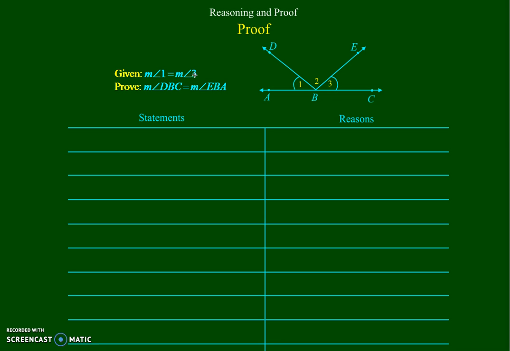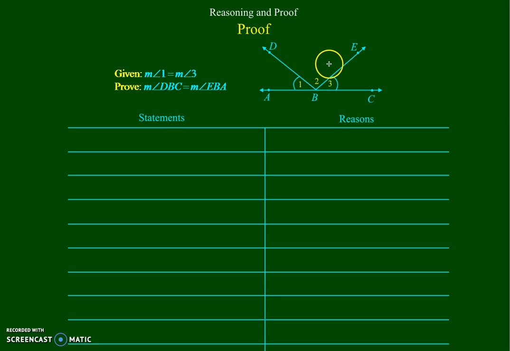So let's take a look at this situation. First thing we have is we clearly have three angles here. We have angle 1, angle 2, and angle 3. And we're told that the measure of angle 1 equals the measure of angle 3, and that's given to us also pictorially with these little arcs in here telling us that these two angles are the same angle. And we need to prove that the measure of angle DBC, which is this angle in here, is equal in measure to angle EBA. So this big angle in here.